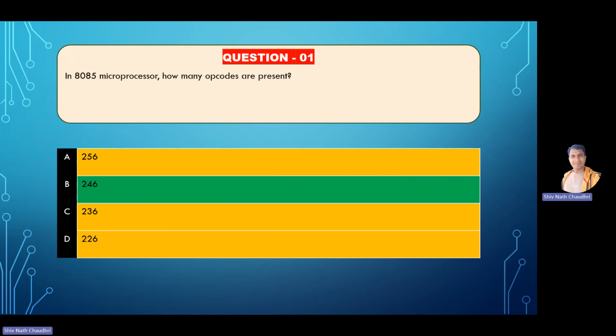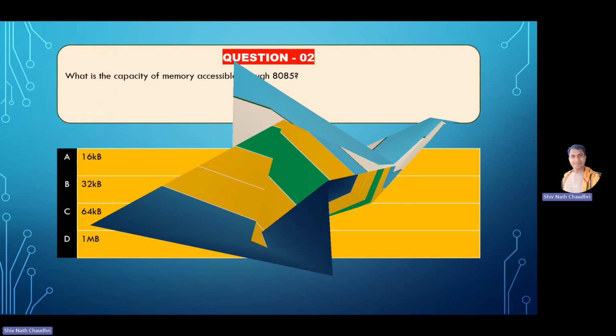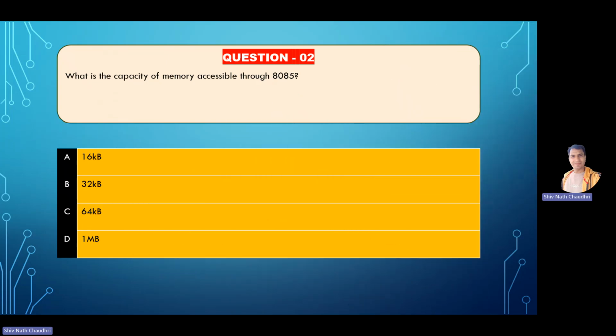The next question in this series is: what is the capacity of memory accessible through 8085? If you remember the maximum memory in 8085, then what should be the right answer? In 8085, you have 16-bit address buses. So 2 to the power 16 becomes 64 KB. So 64 KB is the right answer for this second question.